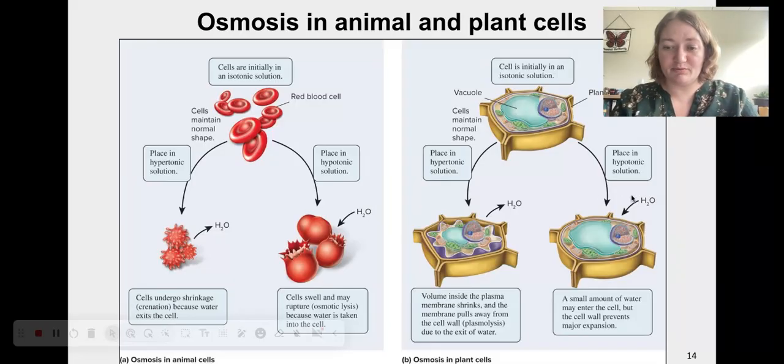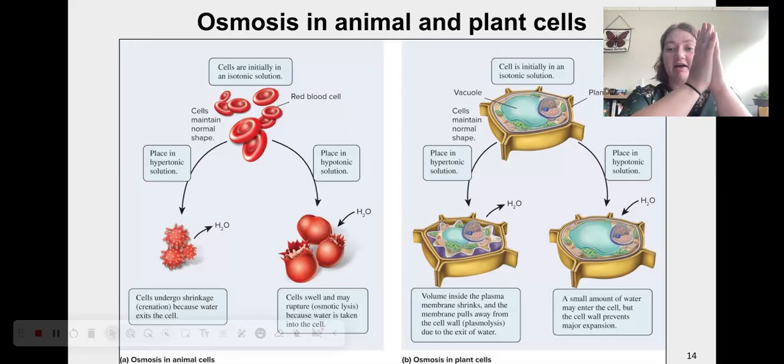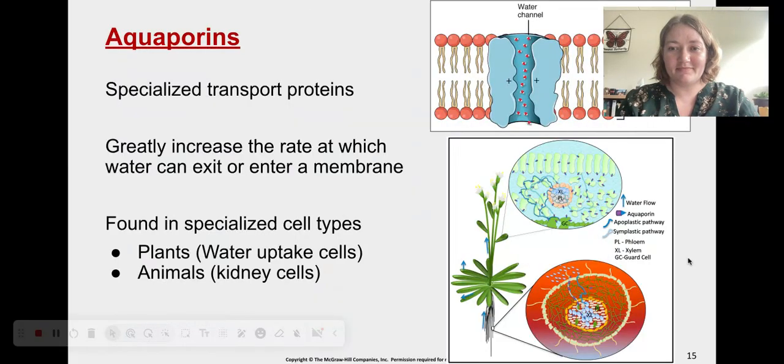Opposite happens when water enters the cell. Again, notice the overall shape doesn't change too much, but now we can see the plasma membrane is really pushing up against the side of that cell wall.